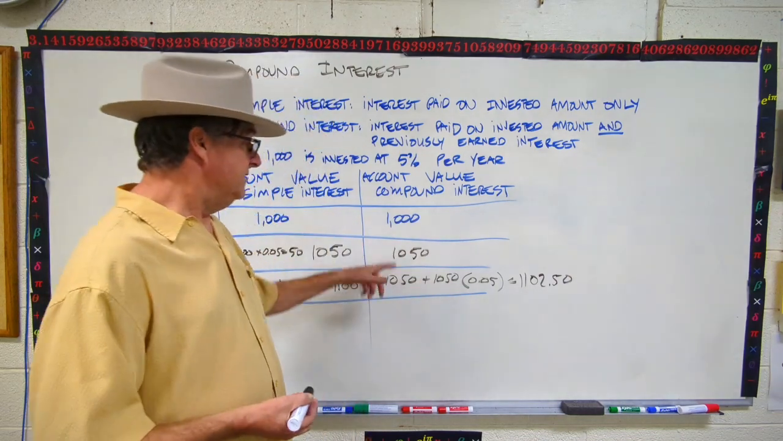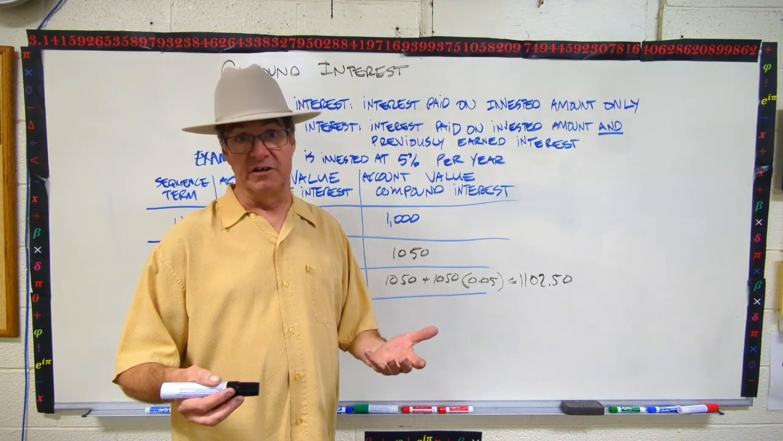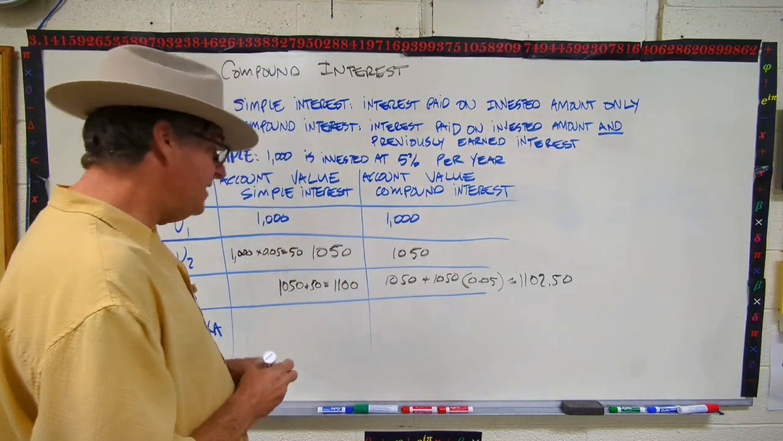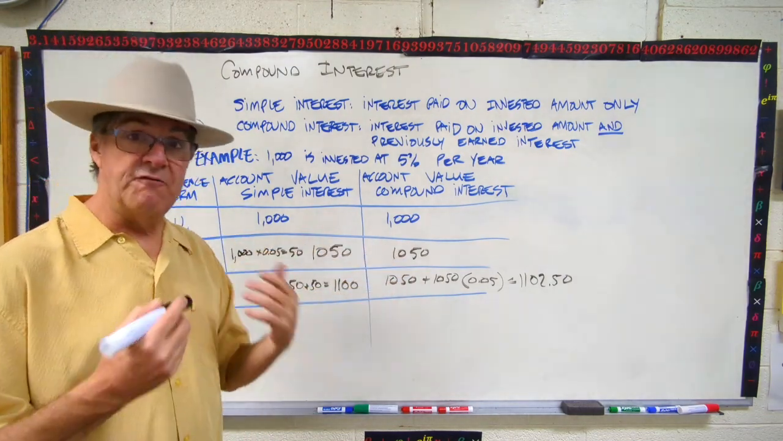And if you think about it, what if you had $10,000 in there? And what if you put it in there for 30 years? The difference is going to be quite large at that point. Okay, so let's take a look at how we arrive at these using our formulas.